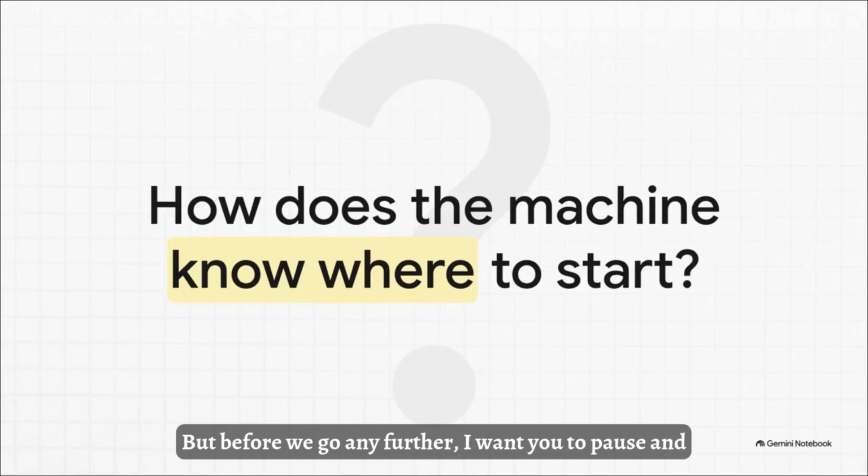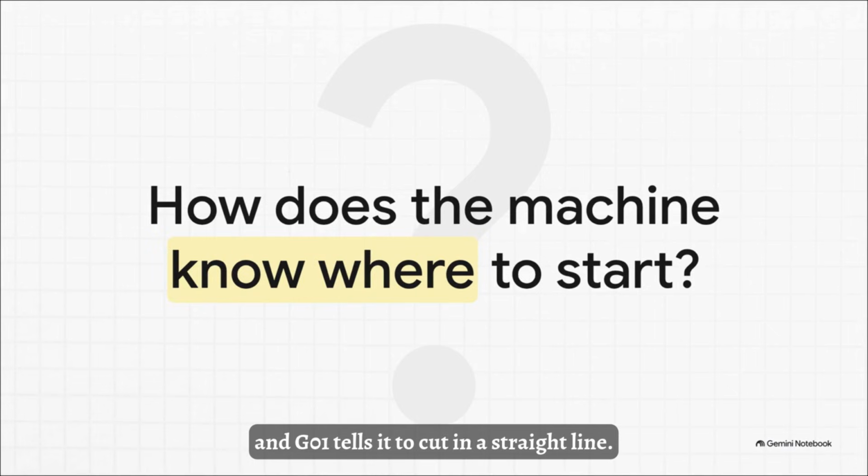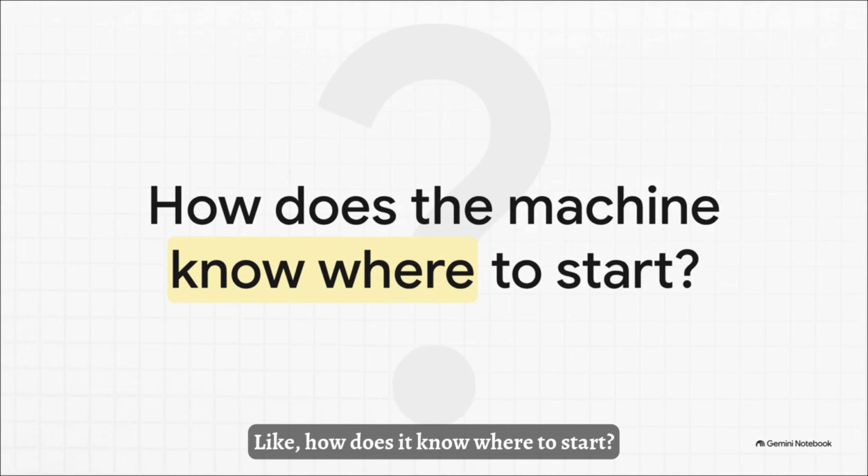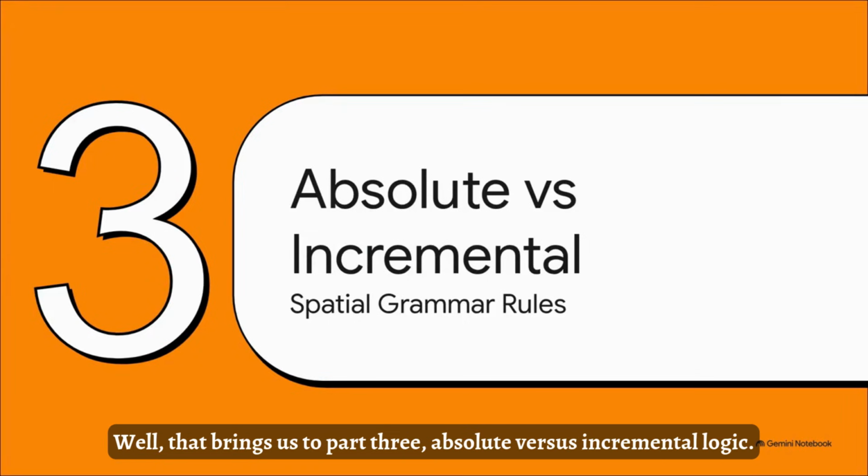But before we go any further, I want you to pause and just think about this for a second. If G00 tells the machine to move fast through the air, and G01 tells it to cut in a straight line, how does it actually know where it is in physical space? Like, how does it know where to start? Well, that brings us to part 3, absolute versus incremental logic.